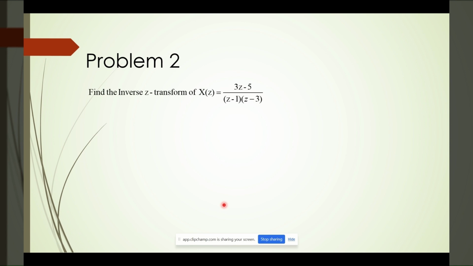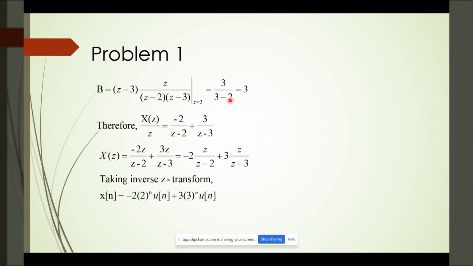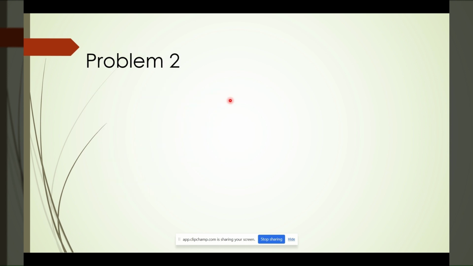3z minus 5 by z minus 1 into z minus 3. Here, since it is directly given in the z power, we don't have to multiply. So we can directly go for applying the formula of inverse Z transform. So what is the manipulation we have done in this problem is, we should have x of z by z. I told you in the previous problem itself, to make it into z by z minus a format, which is the common format of exponential.